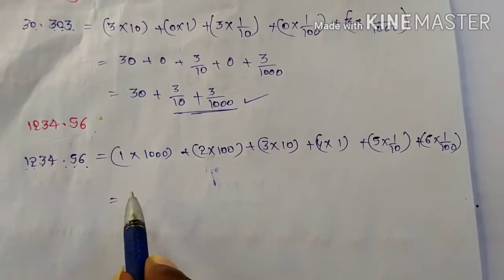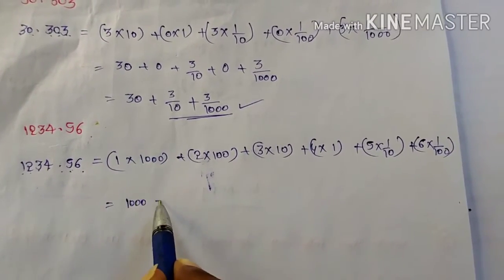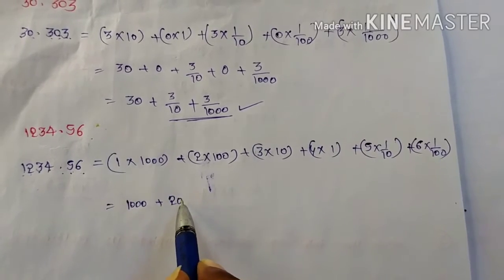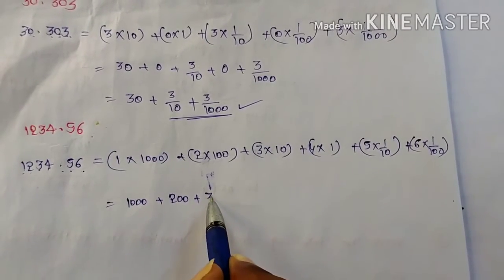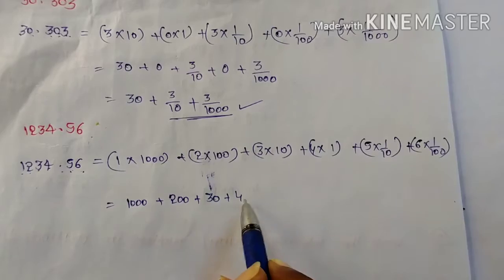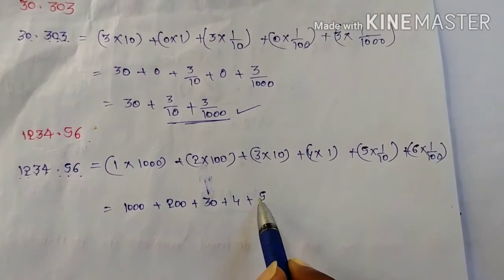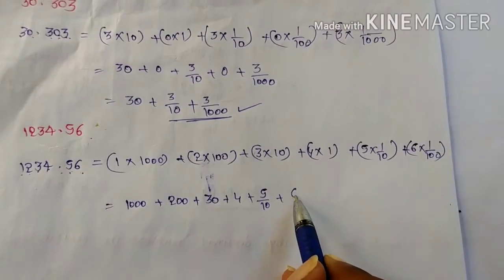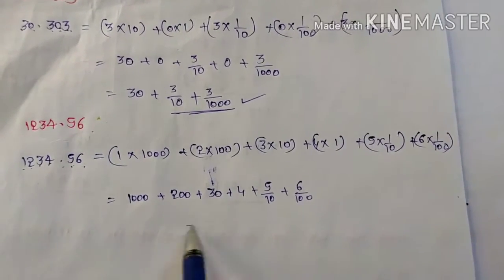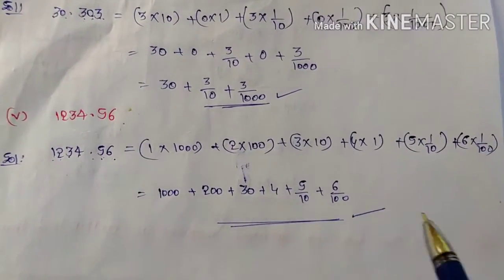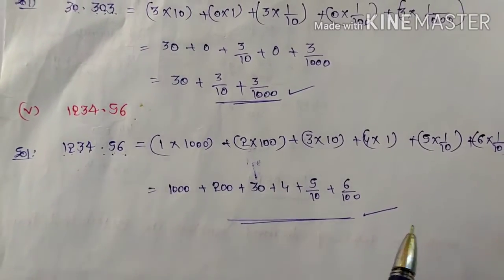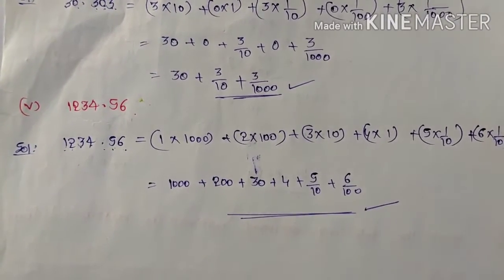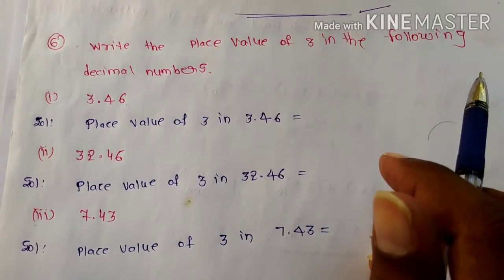Now you can simplify here. 1 into 1000, 1000 only. 2 into 100, 200 only. Plus 3 into 10, 30 only. 4 into 1, 4 only. Plus 5 into 1 by 10, 5 by 10. Plus 6 into 1 by 100, 6 by 100 only. This is your complete solution. Just the standard form written in expanded form only. This is your answer.